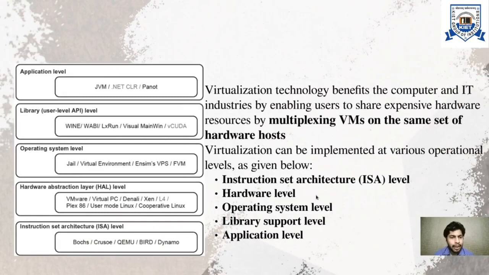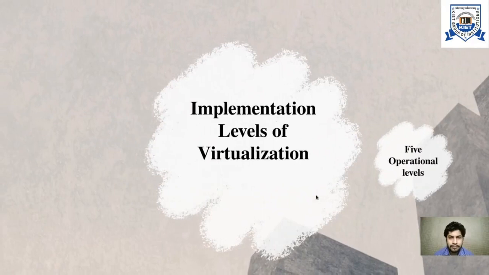Today we have discussed the implementation levels of virtualization: application level, library level, operating system level, hardware abstraction level, instruction set level. All these are the 5 implementation levels of virtualization.